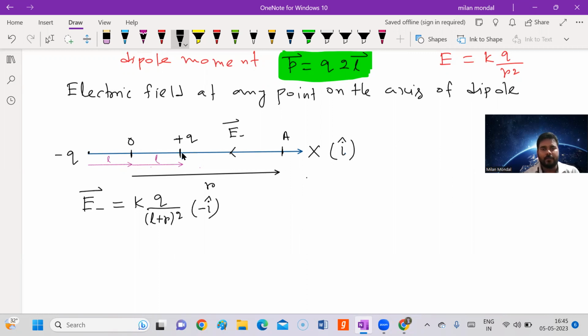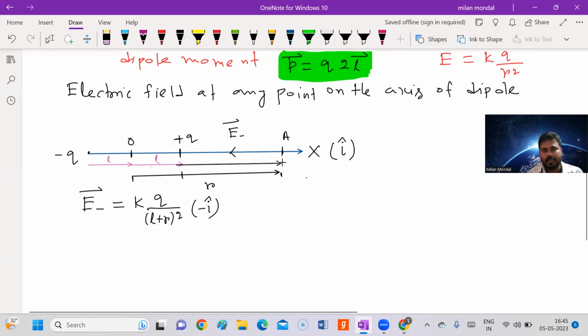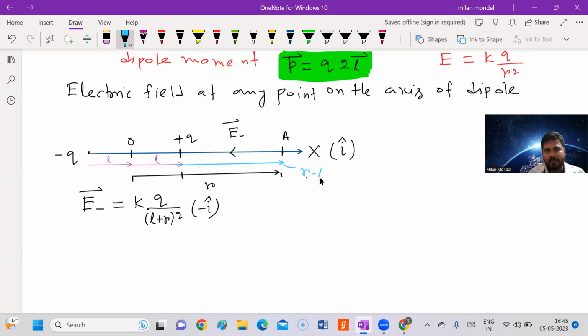Now again, from this plus Q charge, the distance from this point O to that point A is R. So from that R, we have to subtract this amount L. Then we'll get the distance from plus Q. That means the distance of this plus Q charge is R minus L. I'm showing that distance. Actually, this is the distance. This distance is R minus L.